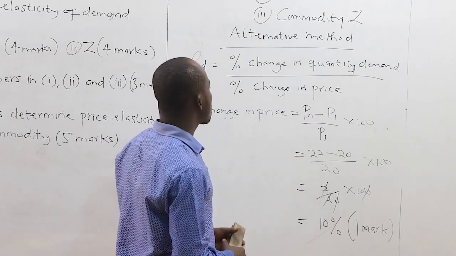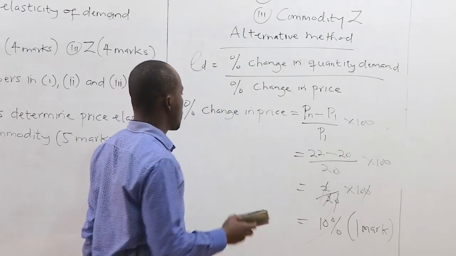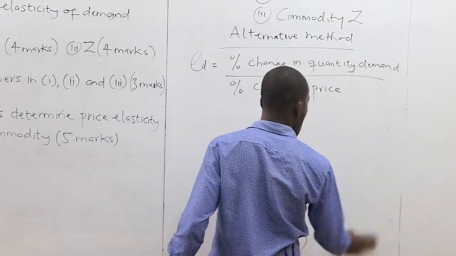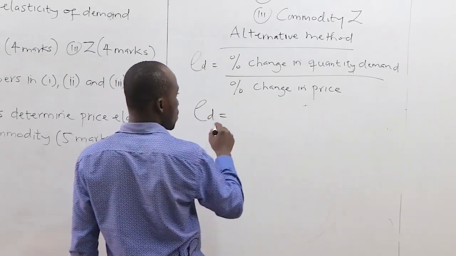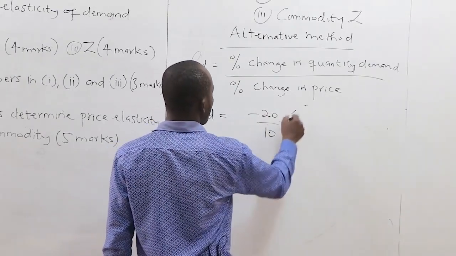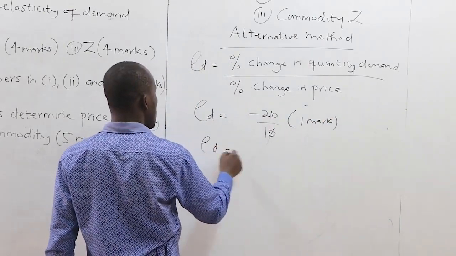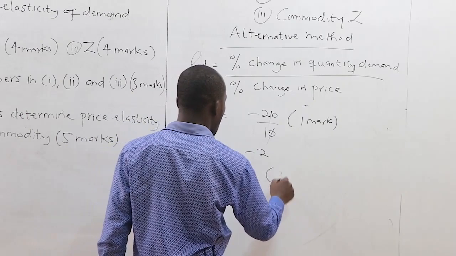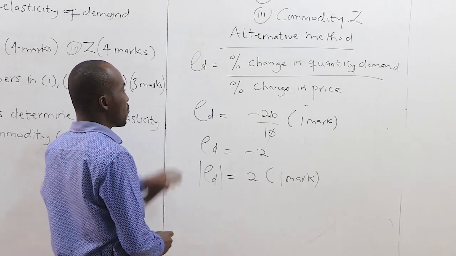One mark. So now you're going to substitute it into the function. We're going to have change in quantity demand over change in price. When you substitute in the function, change in quantity demand was negative 20. Change in price was 10%. So when do you get 1 mark? When you cross-multiply, the answer will be negative 2, you find the absolute, 2, it gives you another 1 mark, right? So you get 1 mark for here, 1 mark for here.